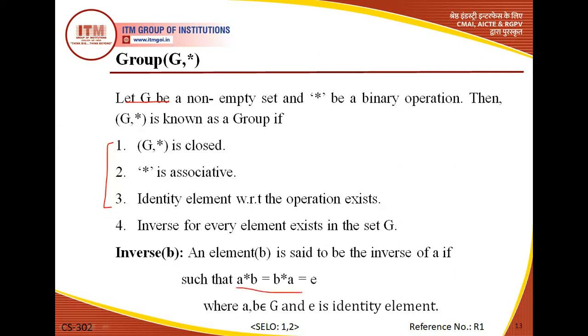A star B is equal to B star A is equal to identity. Then we would say A is the inverse of B and B is the inverse of A. So this is the identity element that we're talking about.